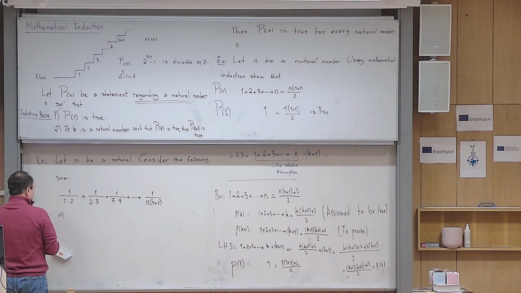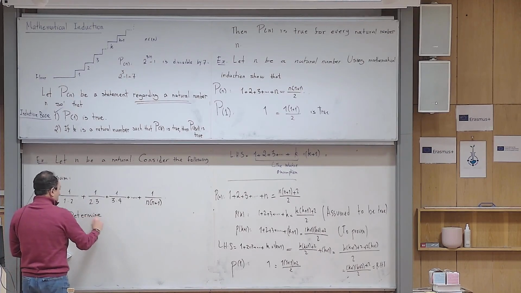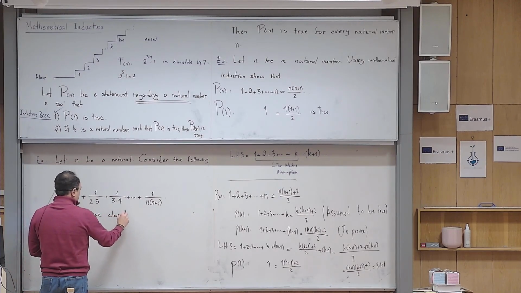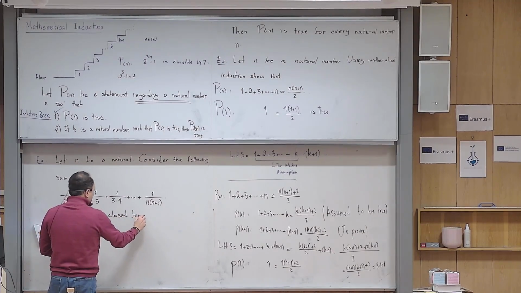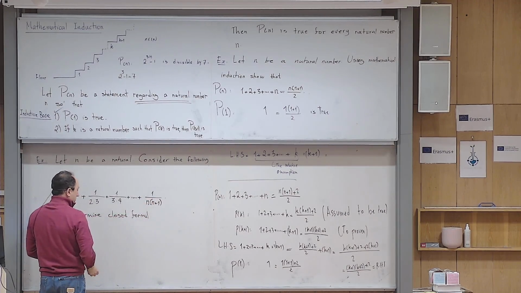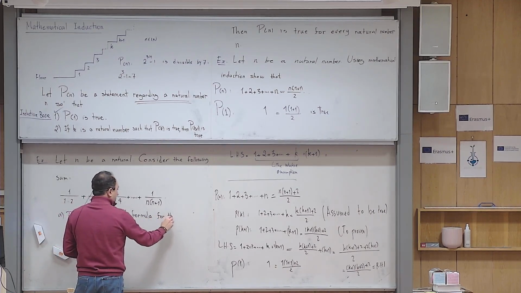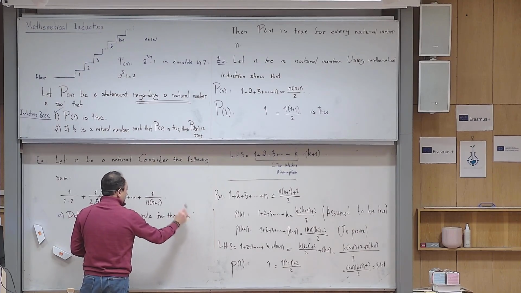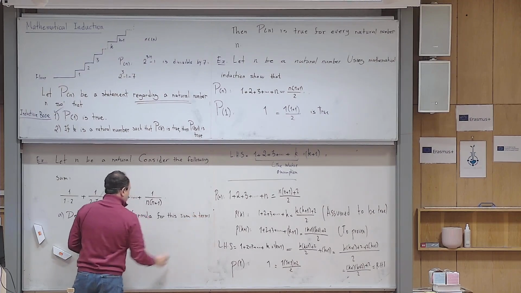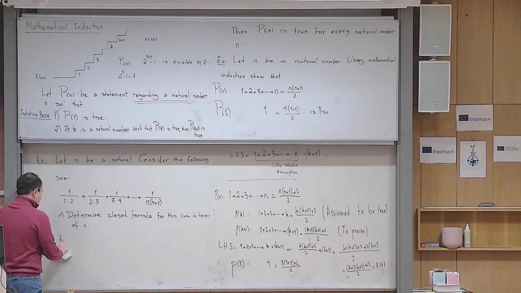Part 1. Determine a closed formula. By closed formula, I mean write something which is equal to this but does not include these dots. Determine a closed formula for this sum. Okay, in terms of n. Okay, so don't write part B yet.